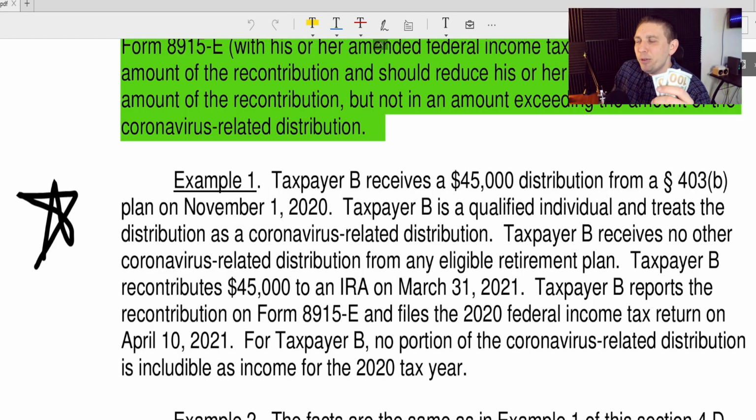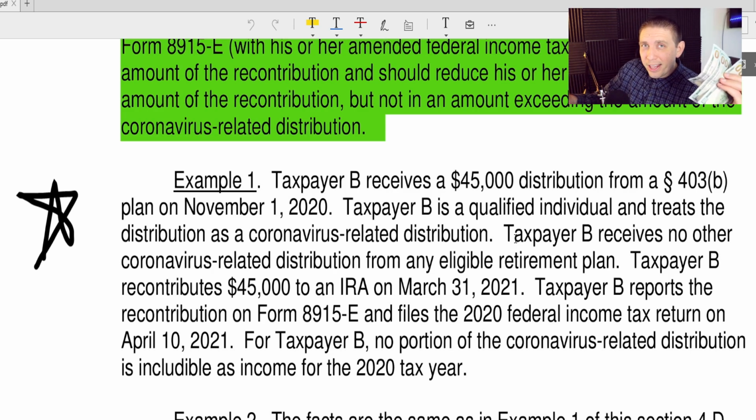So in this example, it says taxpayer B receives $45,000. Well, we know for our examples, for simplification, we're saying that everything's $300, right? So taxpayer B receives a $300 distribution from a 403(b) plan on November 1st of 2020. Taxpayer B is a qualified individual and treats the distribution as a coronavirus-related distribution. Okay, we got it. Taxpayer B receives no other coronavirus-related distribution from any eligible retirement plan. Taxpayer B recontributes the $300 to an IRA on March 31st of 2021.